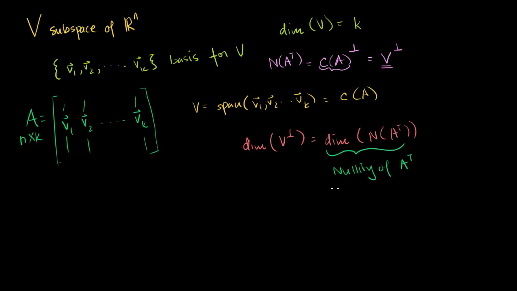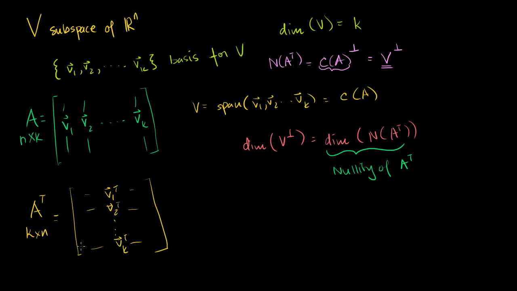Now let's see what we can do here. So let's just take A transpose. You could just imagine A transpose for a second. I could even draw it out. It's going to be a k by n matrix. It looks like this. These columns are going to turn to rows. So this is going to be v1 transpose, v2 transpose, all the way down to vk transpose. These are all now row vectors. So we know one thing.